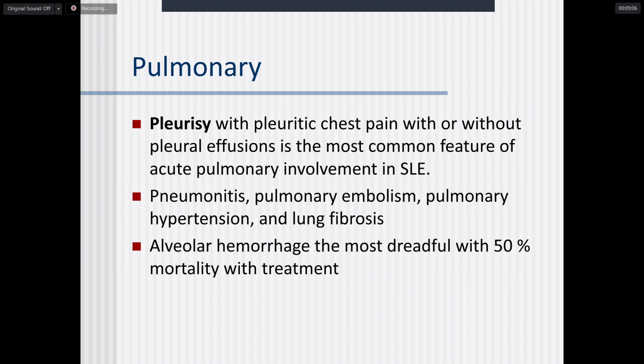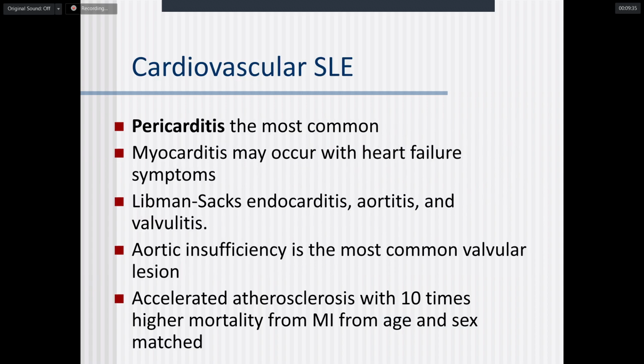Also, they might develop pleurisy with pleuritic chest pain with or without pleural effusion. This is the most common feature of acute pulmonary involvement with lupus. Pneumonitis, pulmonary embolism, pulmonary hypertension, lung fibrosis. ممكن يصير عندهم alveolar hemorrhage اللي هو most dreadful with 50% mortality with treatment. طبعا ما فيش treatments all supported يعني ما فيش شيء to stop alveolar hemorrhage. If your patients will develop respiratory failure, then you need to put him on ventilator. Cardiovascular systemic lupus erythematosus.